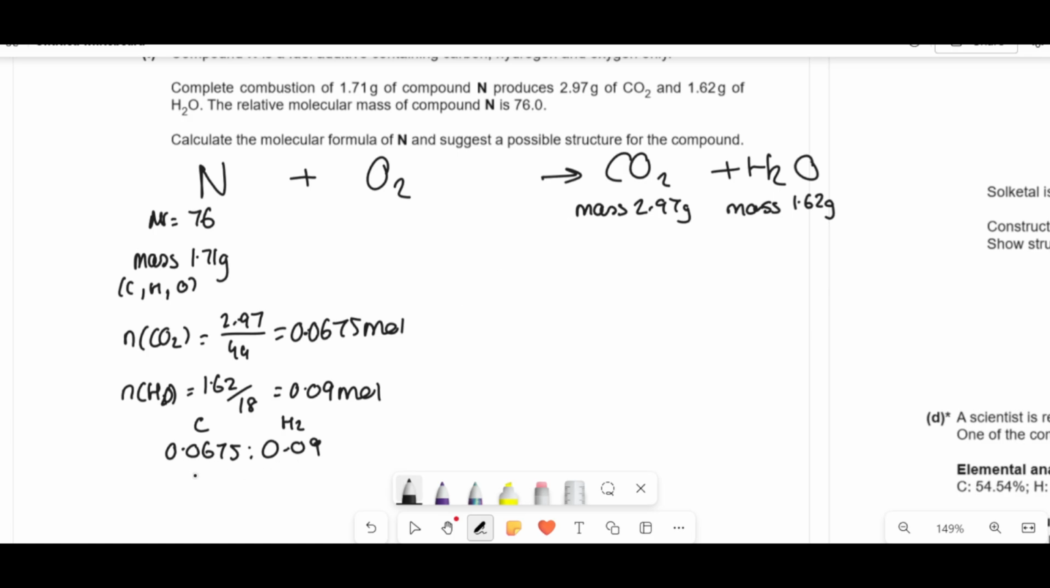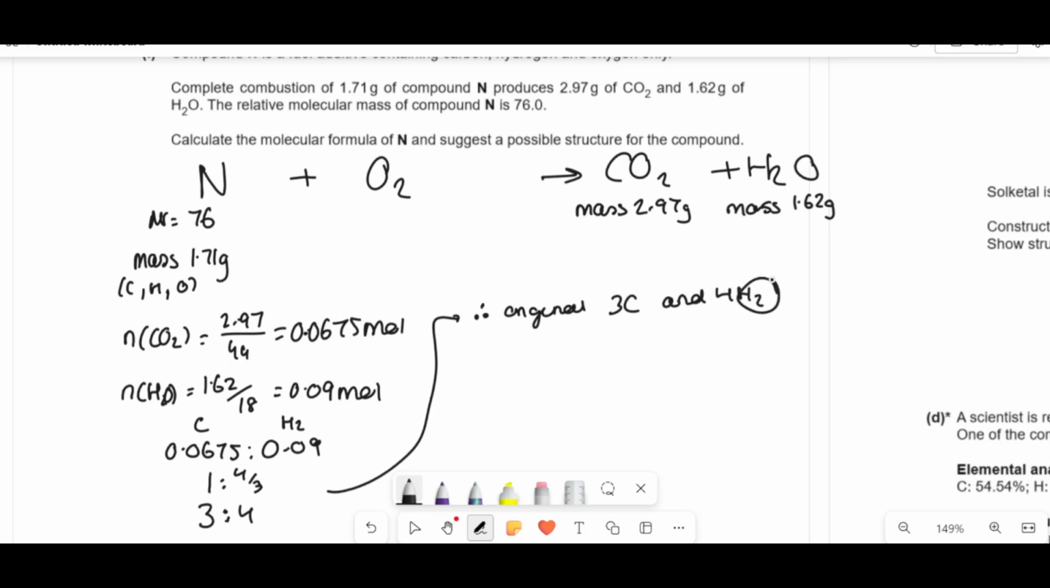If I divide these both by the smallest number, I get 1 to 4 over 3. I'm going to keep it as a fraction because I can see these simplify by multiplying both by 3. So then I'll get a 3 to 4 ratio of C to H2, right? So therefore, the original thing must have had 3 carbons and 4 H2s, not H's, 4 H2s. So therefore, it has 3 carbons and 8 H's. So then we at least know that this is going to be C3H8, right?